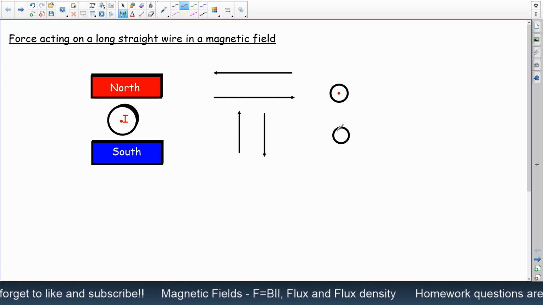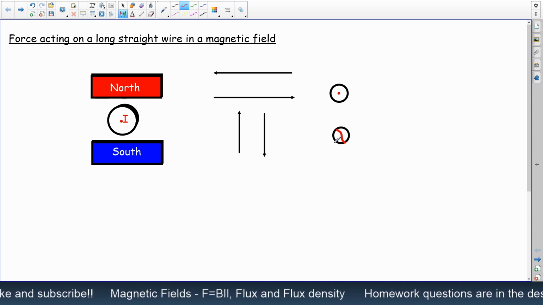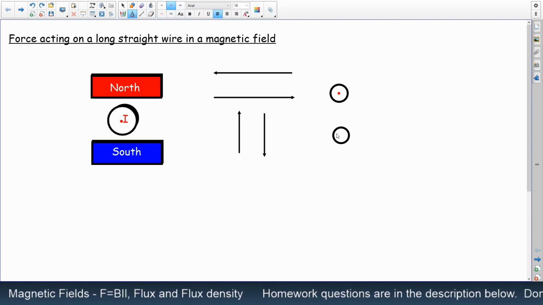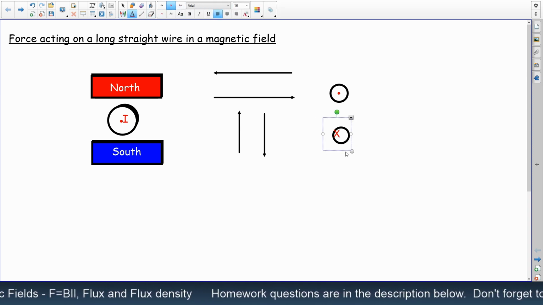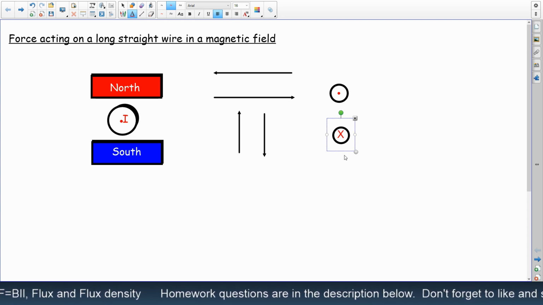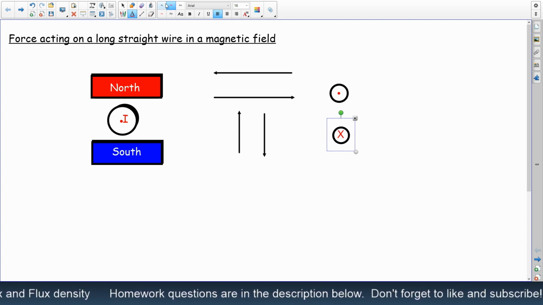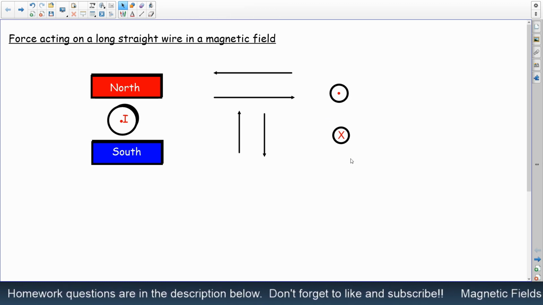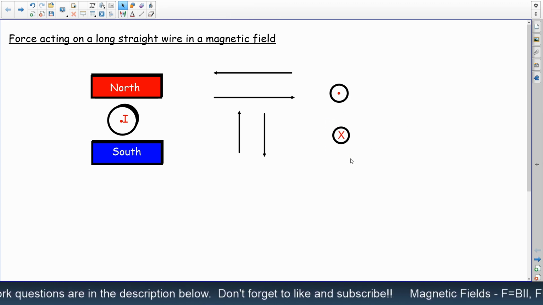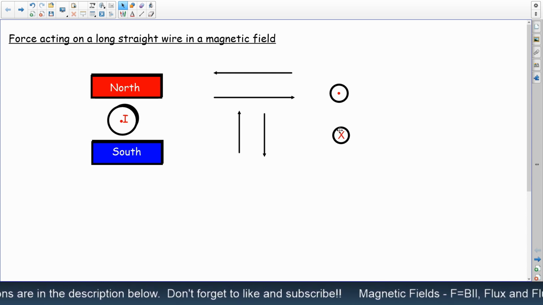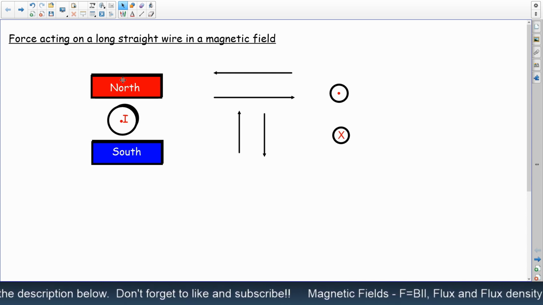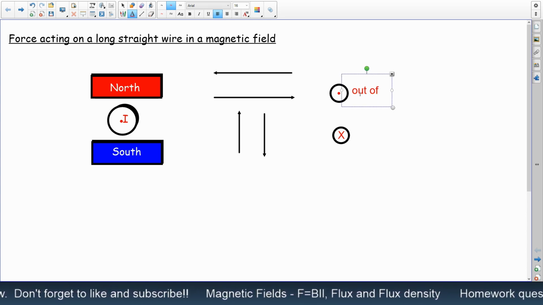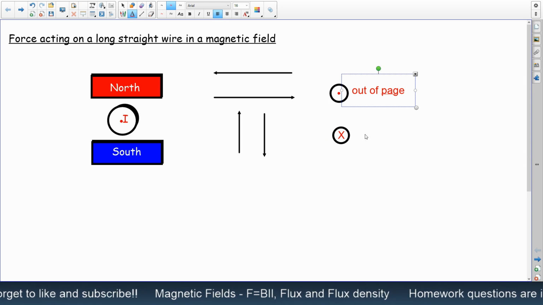And for an object going into the page, we put a little X. If I can draw an X properly, in fact, I'll draw it as an X here. So I place an X into my circle. And the reason for that is, imagine an old style arrow with its fletchings in the back, the little feathers on the back of it. If you were to fire an arrow into the page, the last thing you would see going through the page would be the rear of the arrow, which would look like that. So this is out of page, and this is into page.